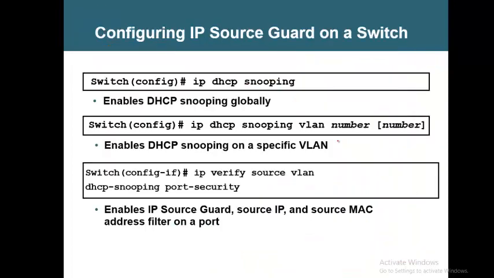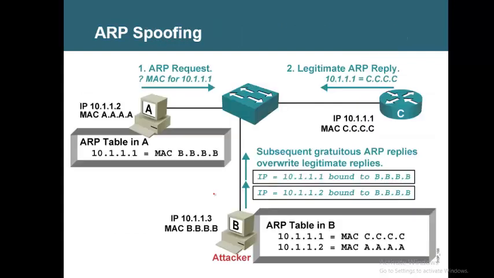DHCP snooping needs to be enabled so that the table can be built, and then for the VLANs, ip verify source, VLAN, let's say 10, DHCP snooping for security. So when you do this, it will check every packet that comes, for the source. Next is ARP spoofing.